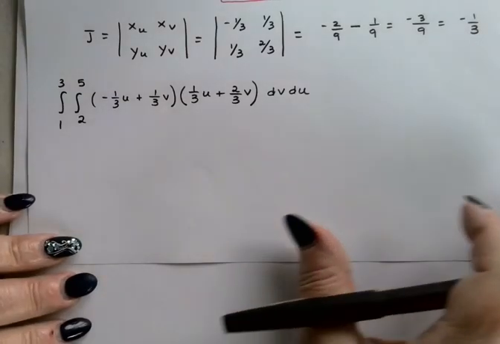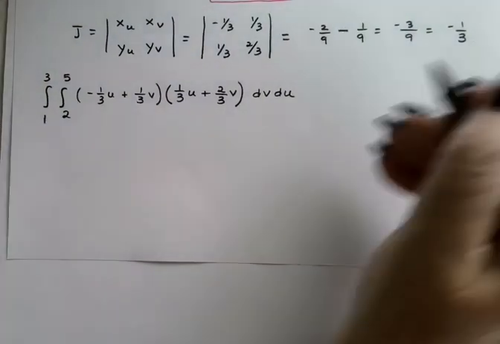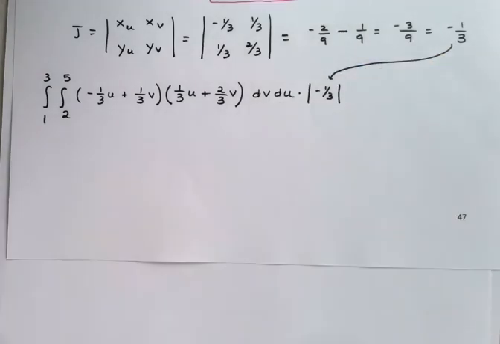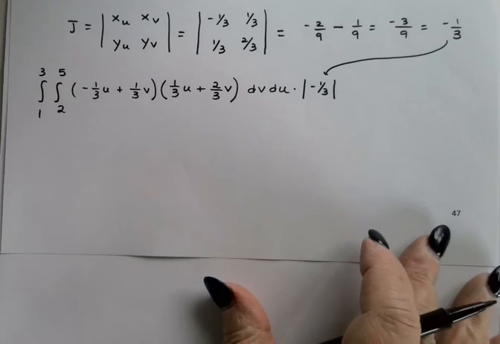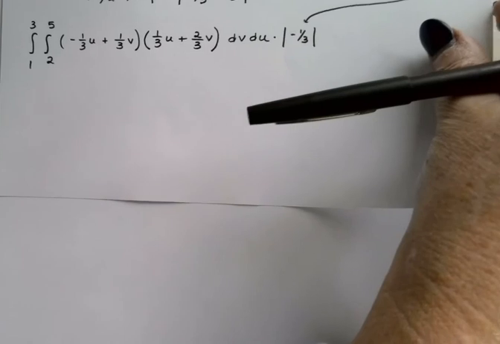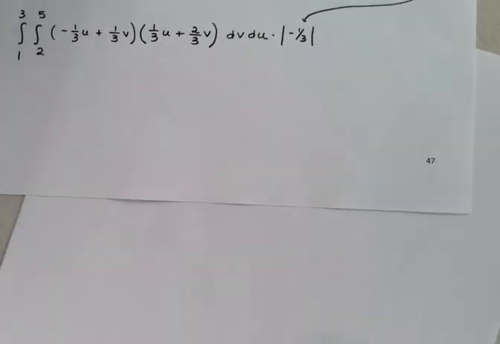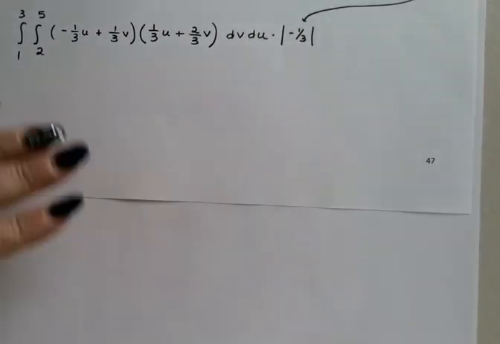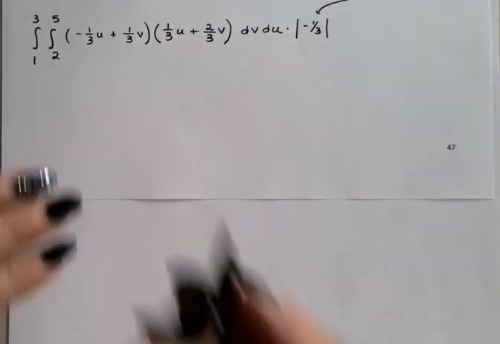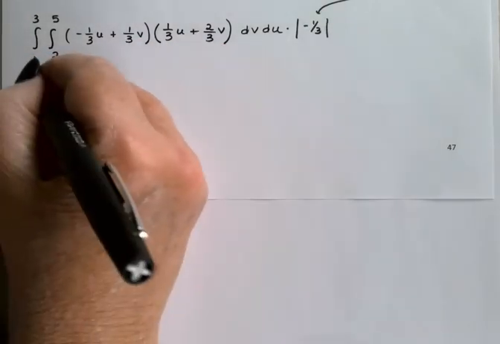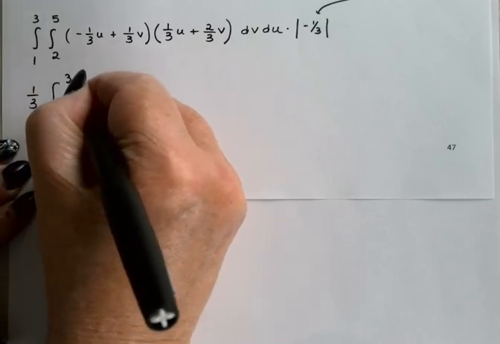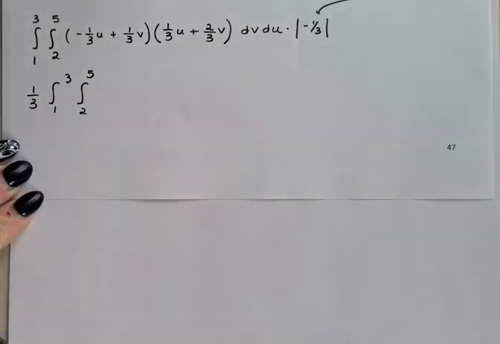Oh, you know what, though? I did forget something. I forgot the Jacobian. This has to get multiplied by the absolute value of the Jacobian. So the absolute value of negative a third. Sorry about that. All right, so we've got some work to do. First thing I'm going to have to do is multiply out that entire integrand, unfortunately. That's really a positive 1/3. I'm going to pull that out, and we're going to go ahead and multiply here.